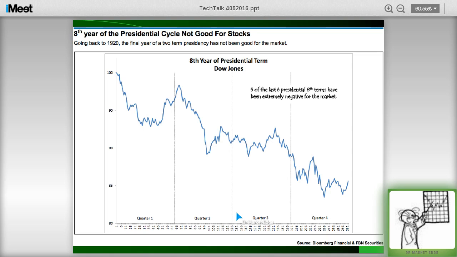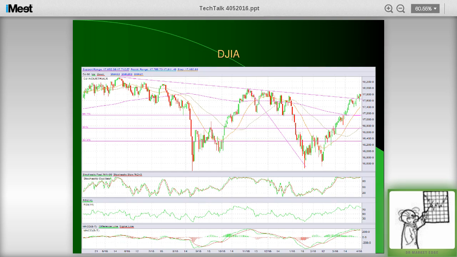Again, the first thing we have here, that we showed you the last couple of weeks, is the chart that shows you how the market has performed in the 8th year of a presidential cycle. Doesn't look good. We're right over here right now, and I think we'll probably be in this period going out over the next few weeks. So that adds a little bit of credence to what we're doing with the CTI.